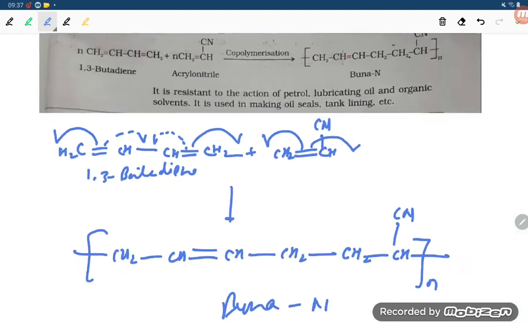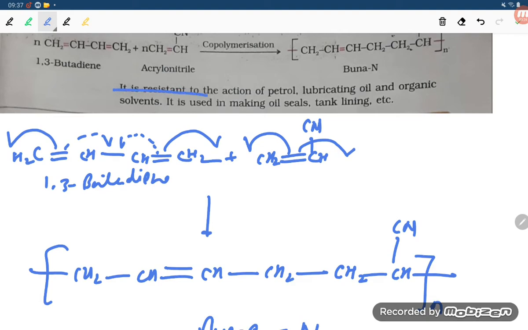Okay, what is the use of Buna-N, students? It is resistant to the action of petrol, lubricating oil and organic solvents. It is used in making oil seals, tank linings, etc.